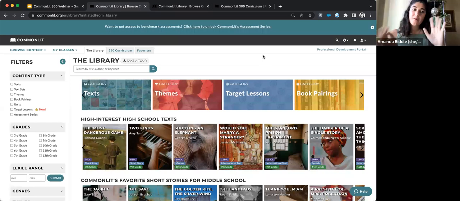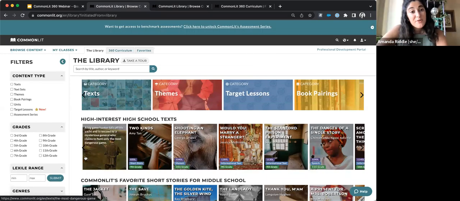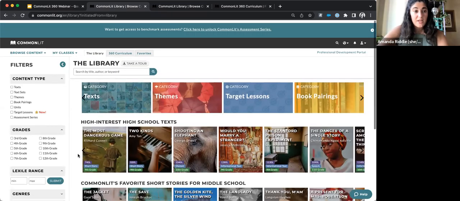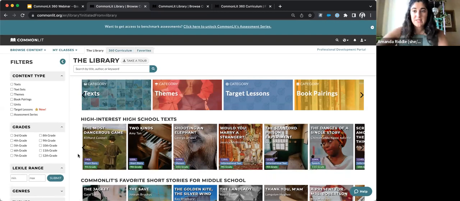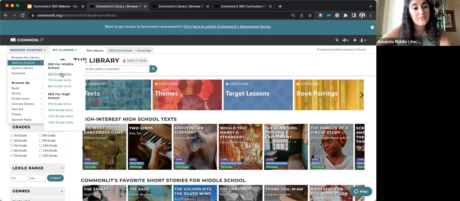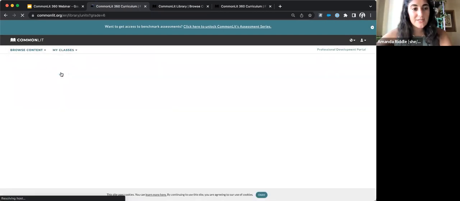All right, so now I am over on commonlit.org and I'm in the library. So this is probably what you know us for and where you spend a lot of your time if you're familiar with CommonLit. And there are two main ways to get to 360. At the top, you'll see a tab that says 360 curriculum. But if you're not on the library page and anywhere else on the website, you can go to browse content, 360 curriculum, and I'll just choose 6th grade units.